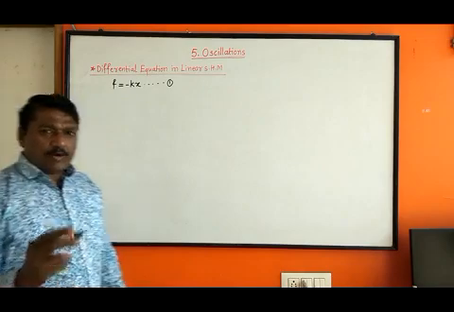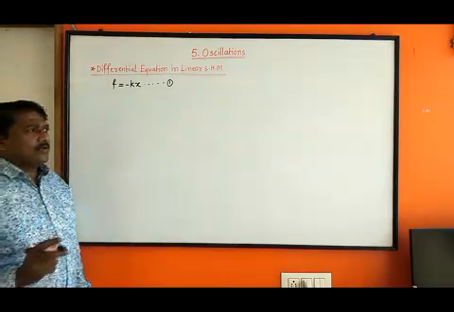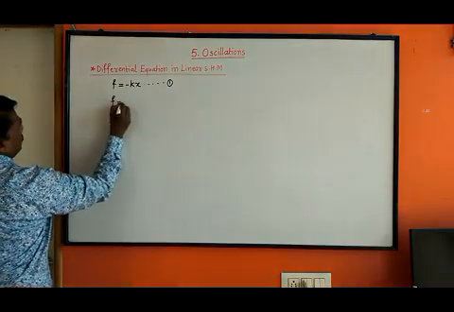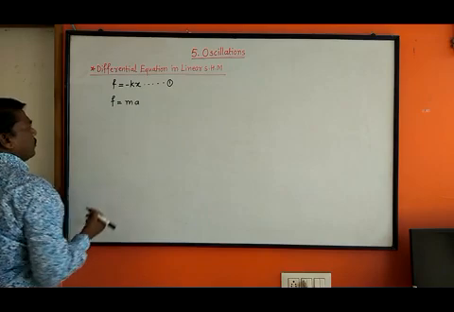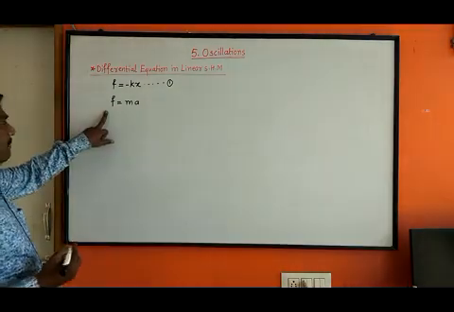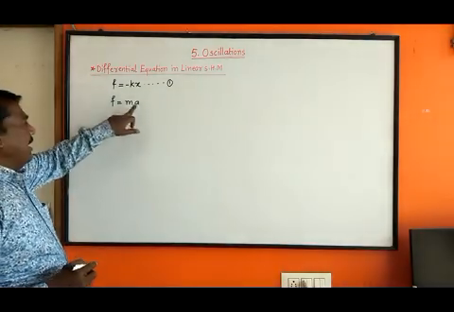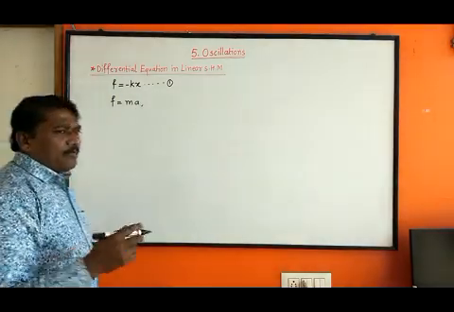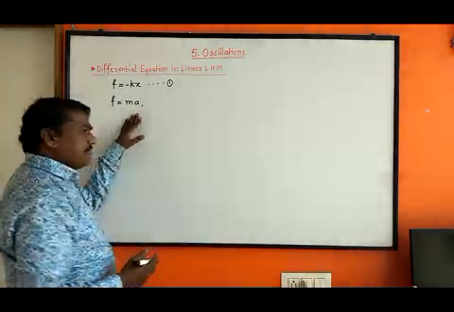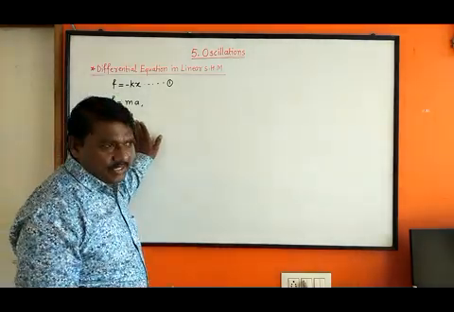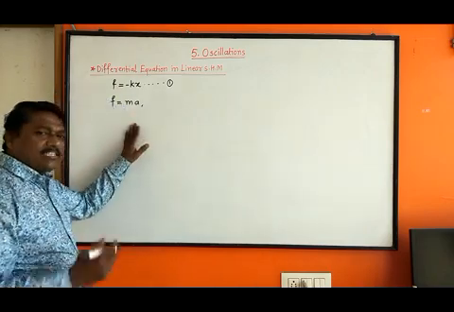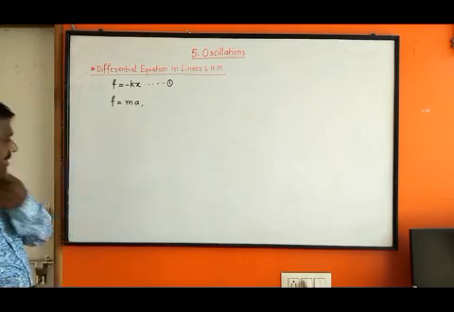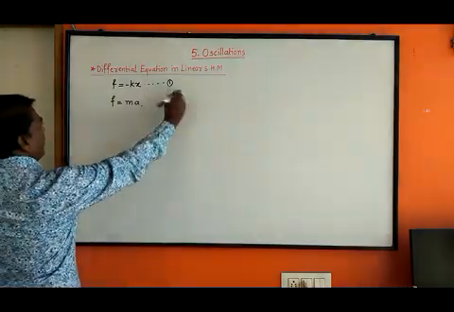Now according to Newton's second law of motion, we can say F is equal to ma. So F is force applied, m is mass of the body and a is acceleration. But in physics, these quantities related to motion, velocity, displacement, acceleration, can be represented by mathematical functions.